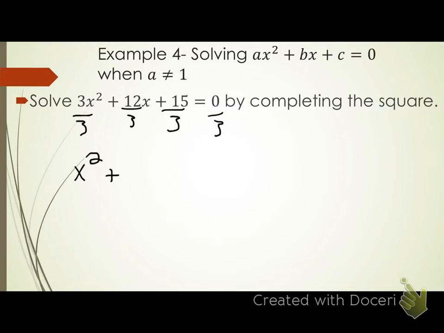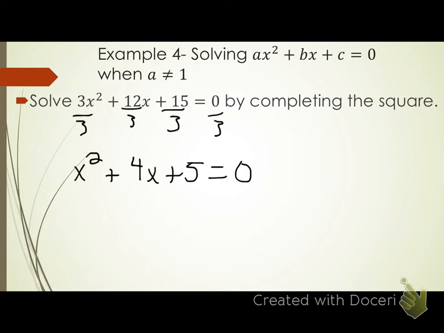12x divided by 3 is 4x. 15 divided by 3 is 5. 0 divided by 3 is 0. Everyone okay with what I've done? I just divided by my leading coefficient, so now I have 1 in front of x squared. Are there two numbers that multiply to give me 5 and add to give me 4?